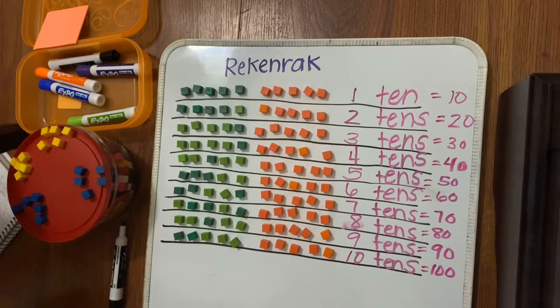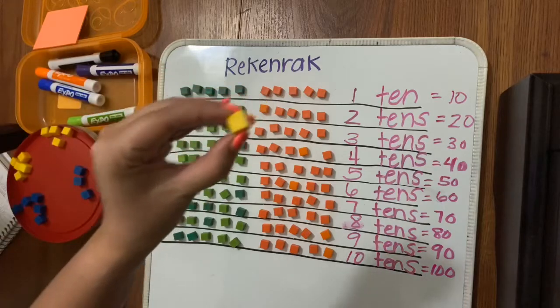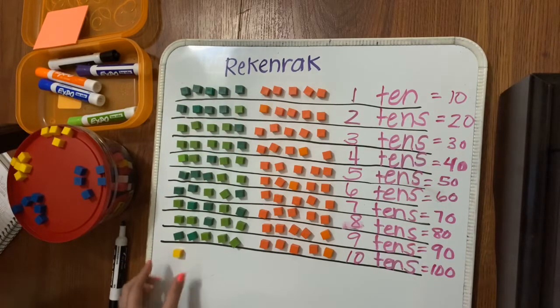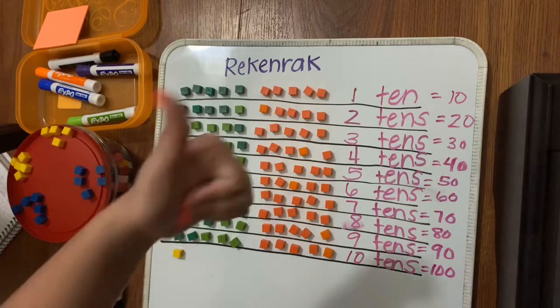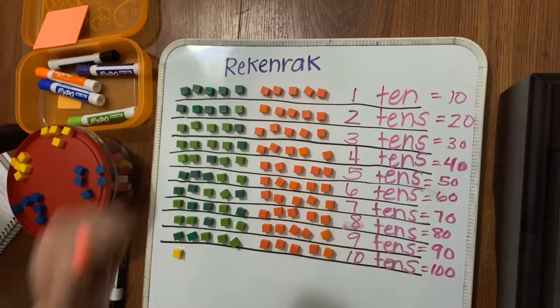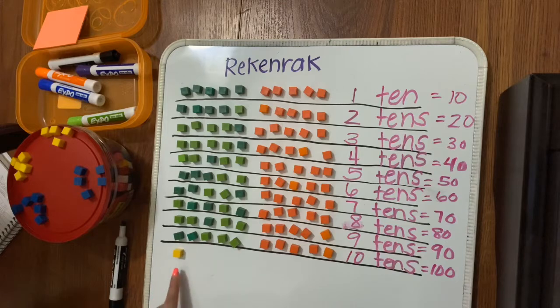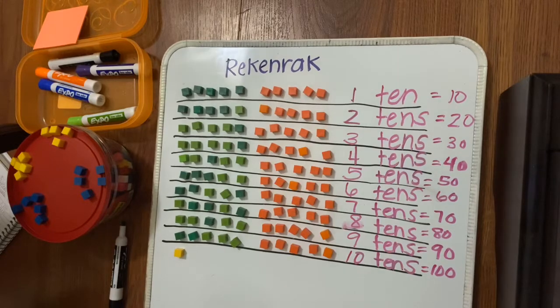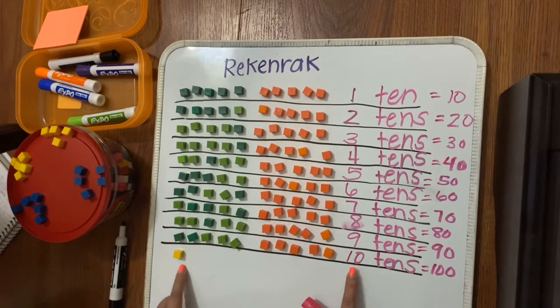Now, what if I added one more cube? I have a yellow one here. What if I added one more cube? Do I still have 10 groups of 10? Yes, I do still have 10 groups of 10, but I also have something else. I have 1 one. So right now I have 10 tens and 1 one. What number would this represent if I had 10 tens and 1 one?